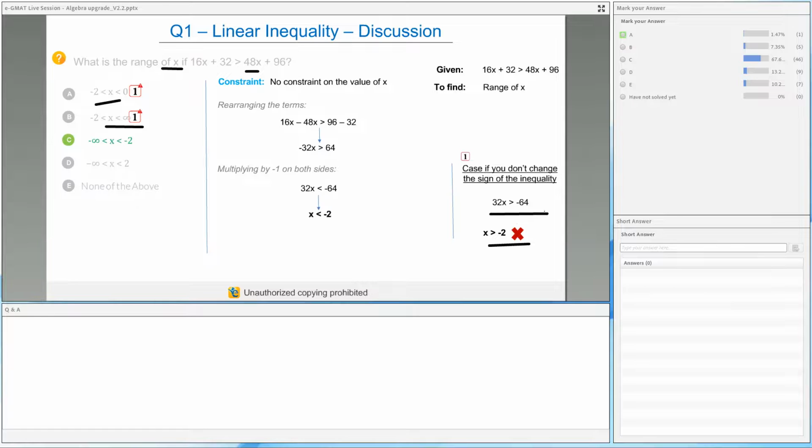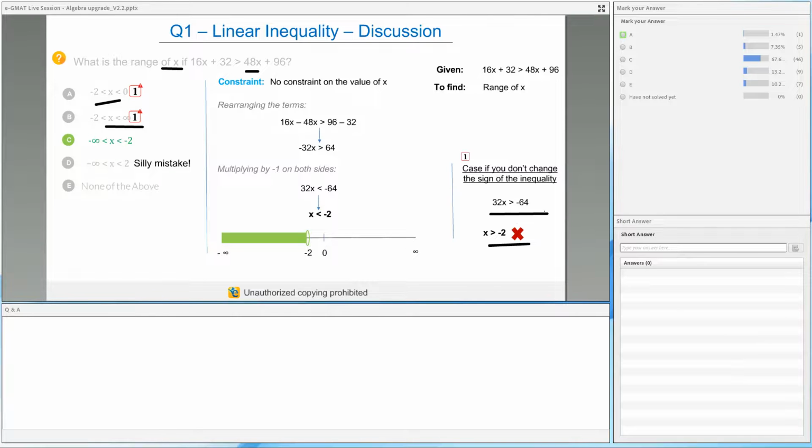So once you multiply by -1, you need to change the sign and then divide by 32 to get the answer as x is less than -2. Once you have x is less than -2, you'll get your answer as option C. Those of you who marked D, you made a silly mistake, and I'm still not sure why a few of you ended up marking option E.